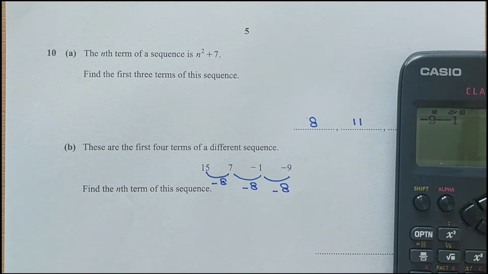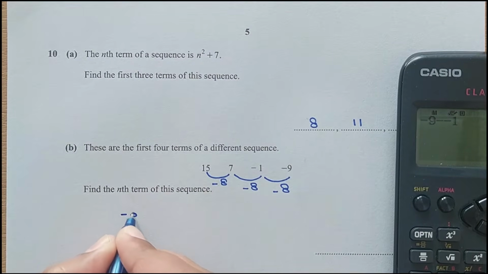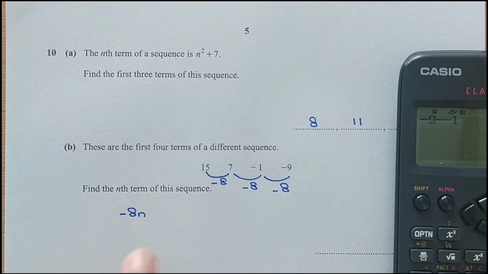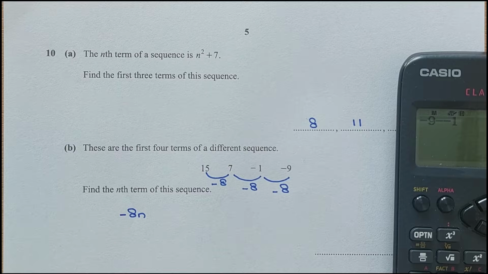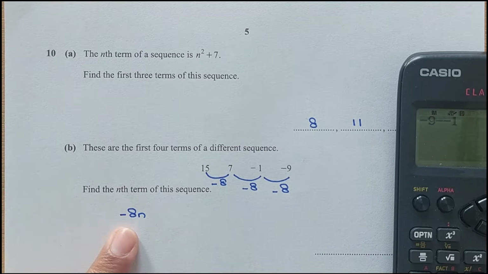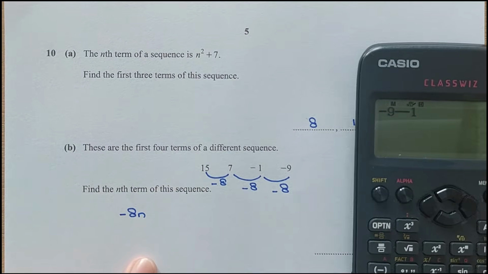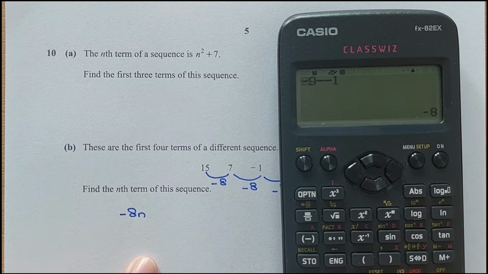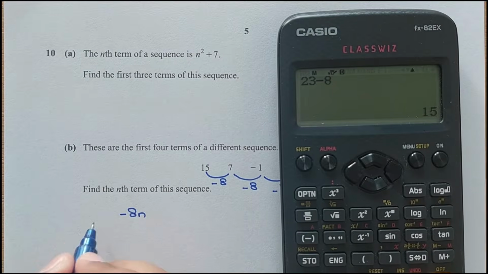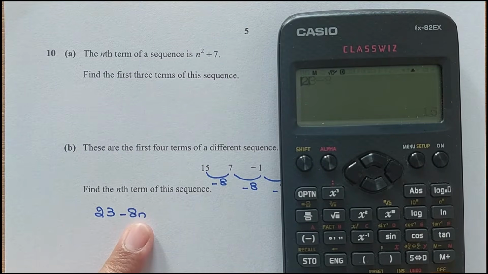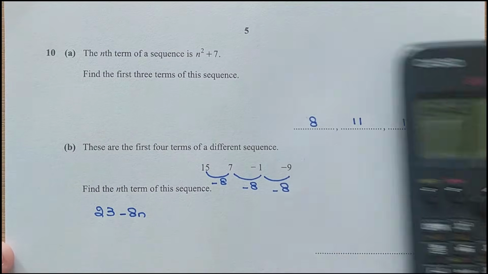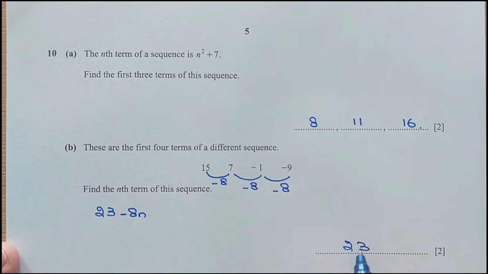So we have to find the nth term. If we take minus 8 times n, when n is 1 we have minus 8. How can we get 15? Okay, so when n equals 1, we have minus 8, but we need 15. So 23 subtract 8 equals 15. So we can put 23 minus 8n. Let me check at 2. When n is 2, 23 minus 8 times 2 equals 7. The second term, yes. So the nth term is 23 subtract 8n.